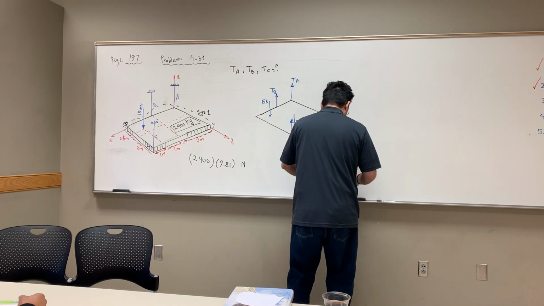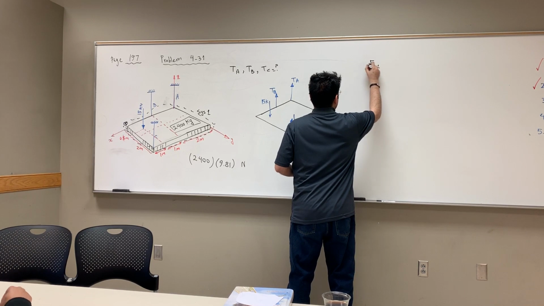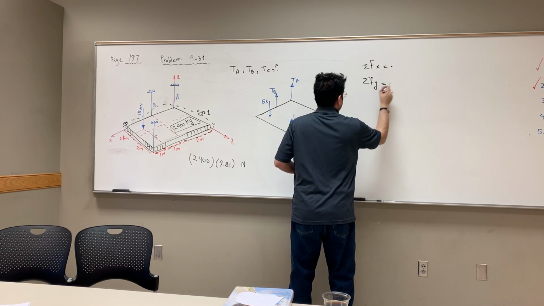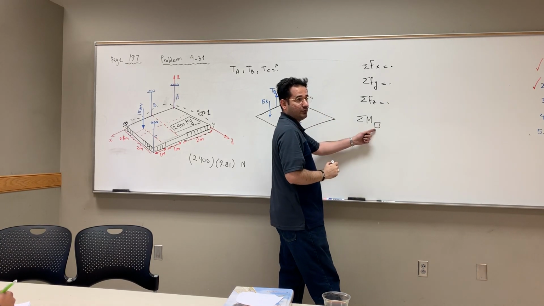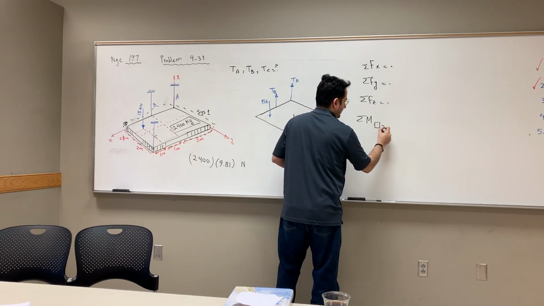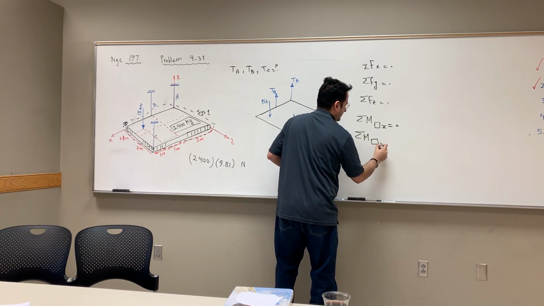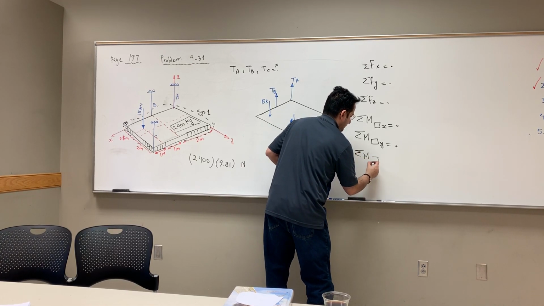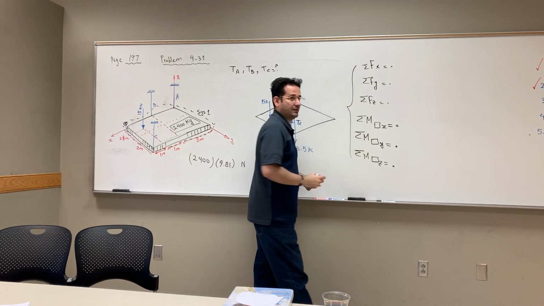Okay? So the next step is to write all the equations down. So summation of force in x, 0, summation of force in y direction, 0, summation of force in z direction, 0. Summation of moment about the point, we will talk about the point soon, so I put an empty box here. With respect to x-axis, 0. Summation of moment for the point, y-axis, 0. Summation of moment for the point, z-axis, 0. So these are the 6 equations that you can see.